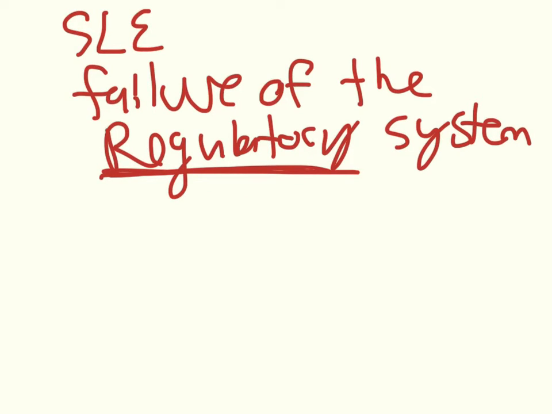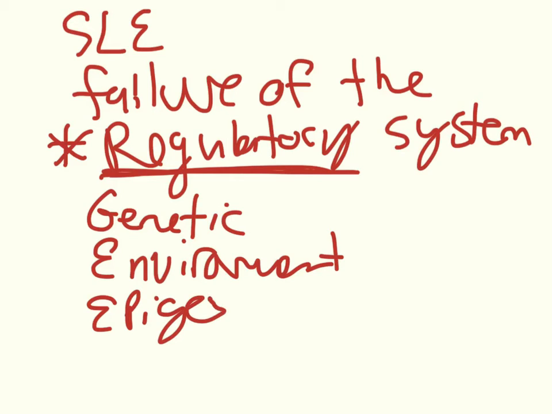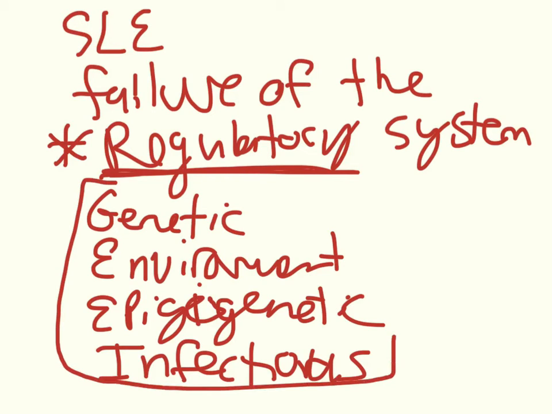Now, what causes the regulatory system to fail? Nobody has a good answer. But what we do know is that there are genetic factors, environmental factors, epigenetic factors, and infectious disease factors. There are all kinds of factors that are associated. Association doesn't equal causation, so that's where that goes.